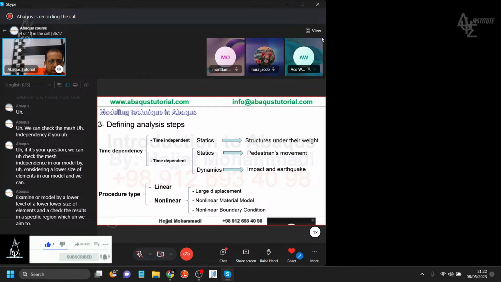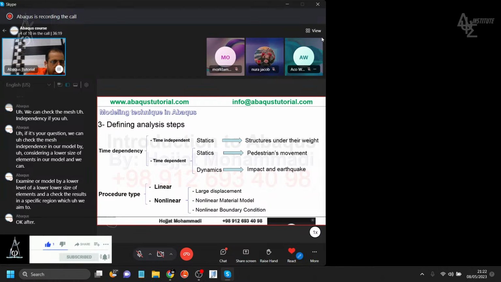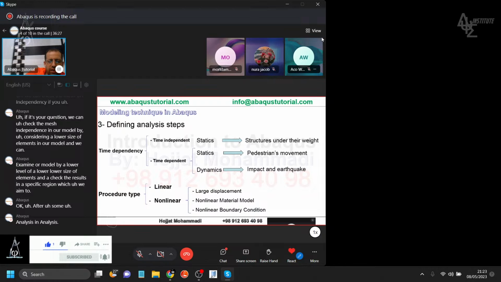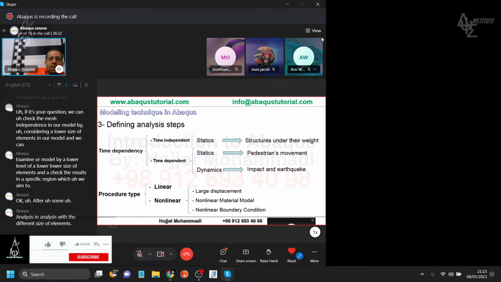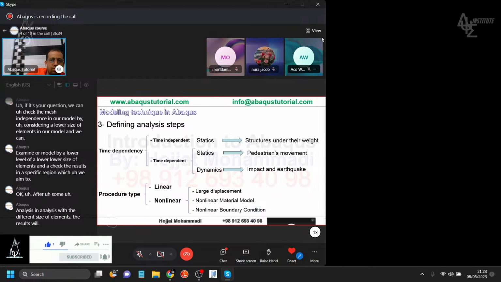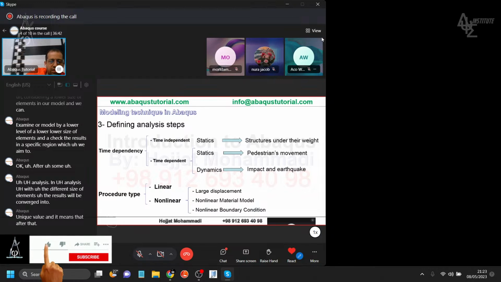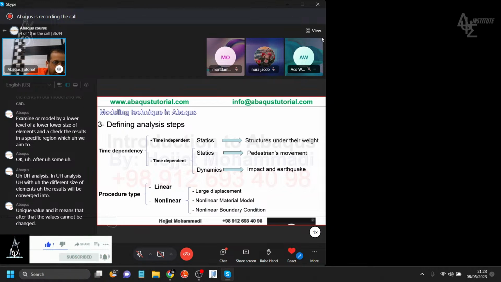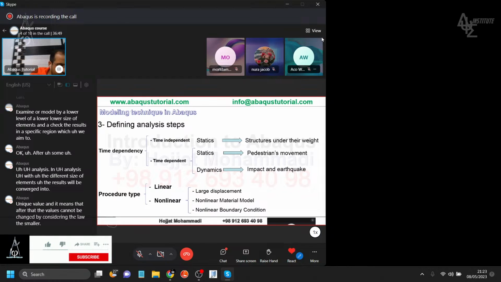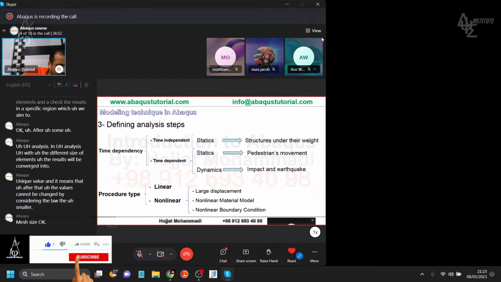Okay, after some analysis with a different size of elements, the results will be converged into a unique value, and it means that after that the values cannot be changed by considering a smaller mesh size.